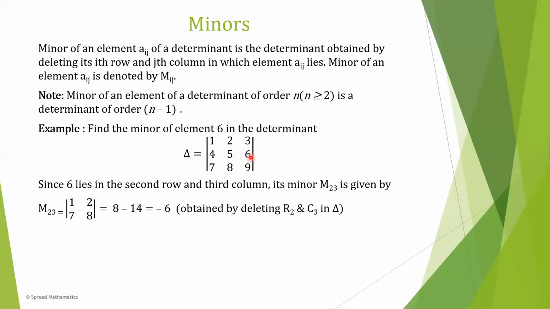Now example, find the minor of element 6 in this determinant. Now you can see 6 lies in the second row and third column. So we can write M23, meaning the minor of 6 will be M23. So we will delete the second row and third column, then the remaining determinant will be 1, 2 and 7, 8. And after calculating, we will get the value of M23 as minus 6.